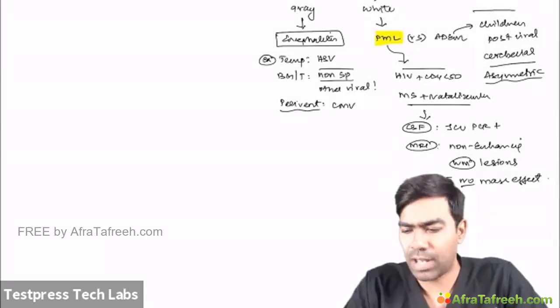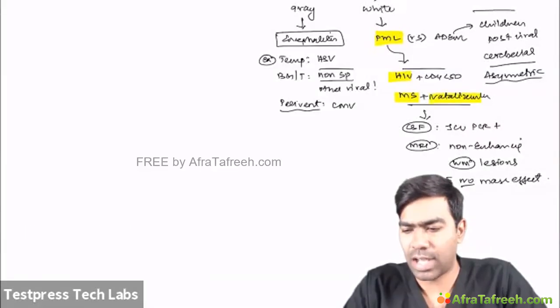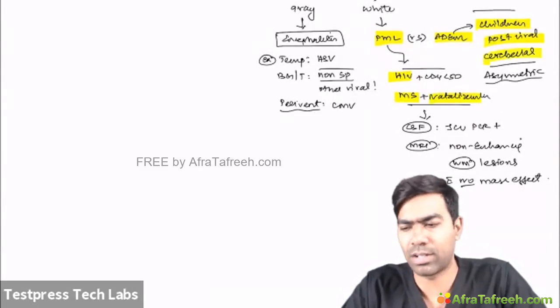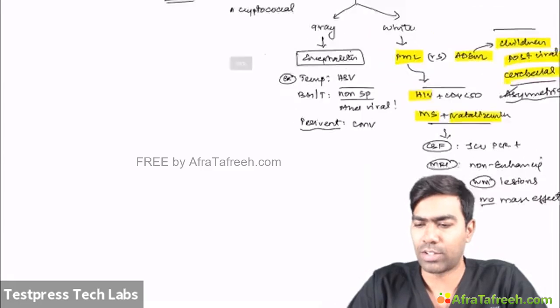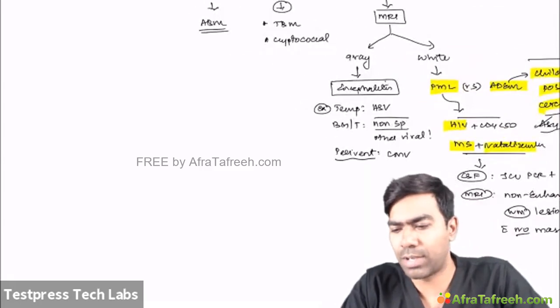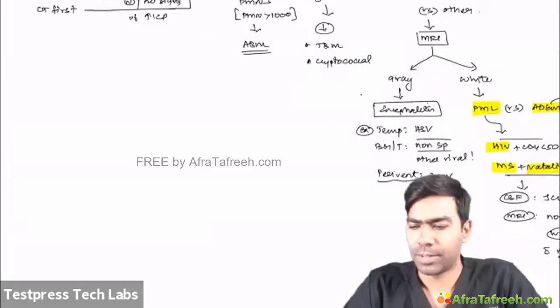So PML will have some classic history. Background history will be there, like HIV or MS on natalizumab. These are classical history. And ADEM will have a completely different picture: children post-vaccination or post-viral coming with predominant cerebellar problems and cognitive dysfunction. Asymmetric white matter, similarly non-enhancing or poorly enhancing lesions, in both sides of the brain. So think about ADEM, acute disseminated encephalomyelitis.